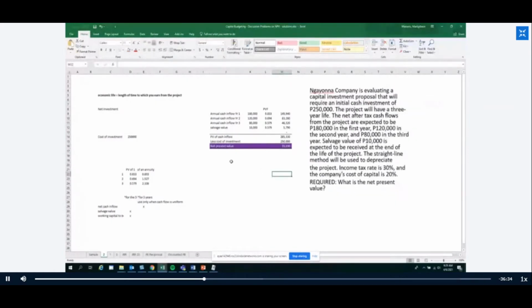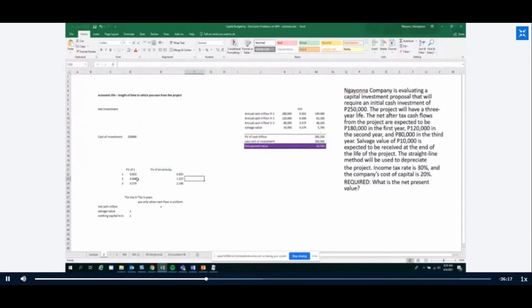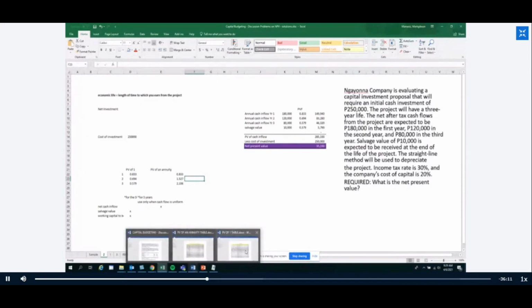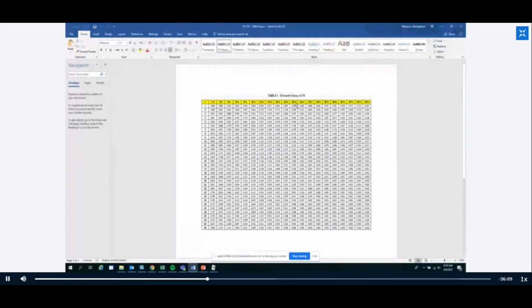So, what are the given, no? So, meron ka cost of investment amounting to 250,000. Kunin ulit natin yung present value of 1 at saka yung present value of an annuity. So, kung pupuntahan lang ako sa table, di ba ang ginamit natin is 20%. Punta ako sa table ng present value of 1, then 20% for 3 years, 0.833, okay?